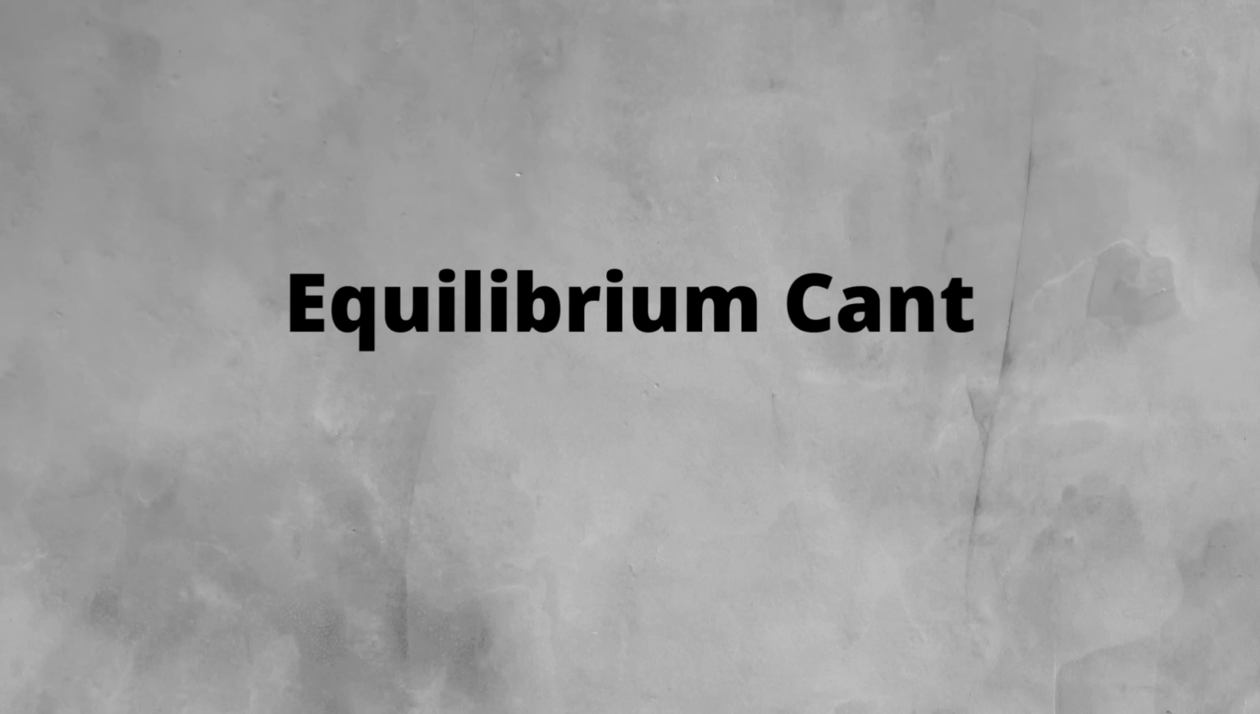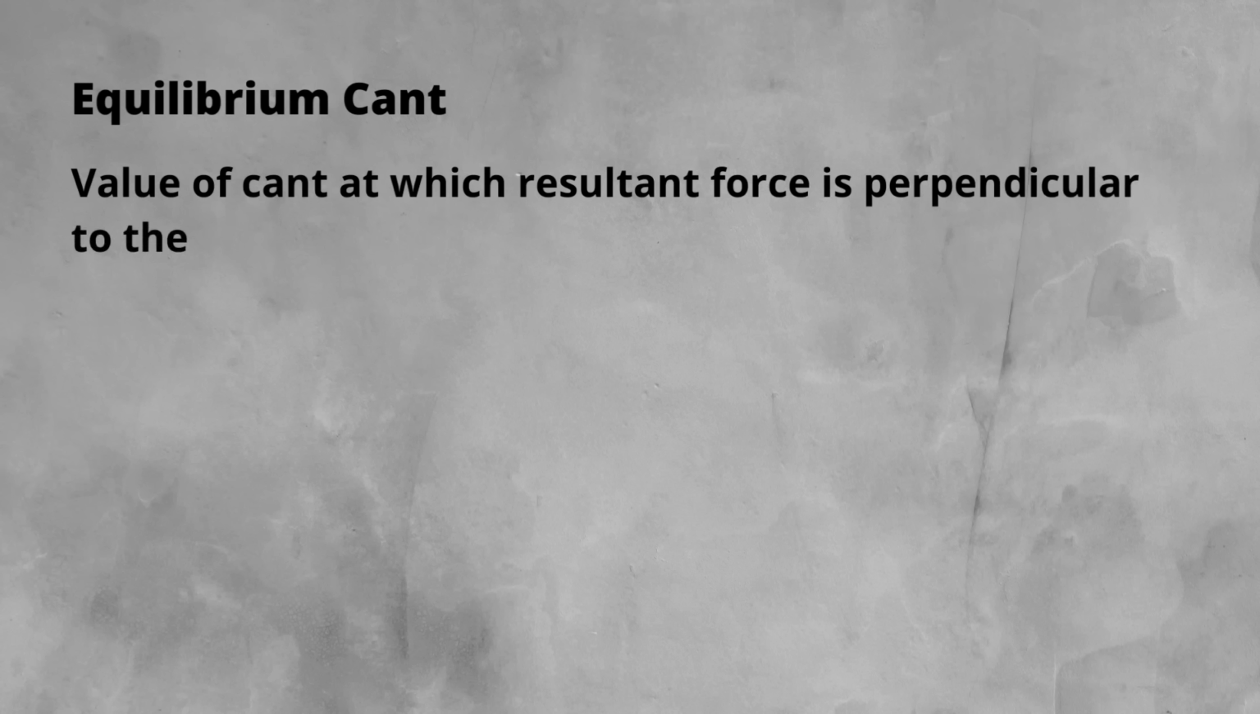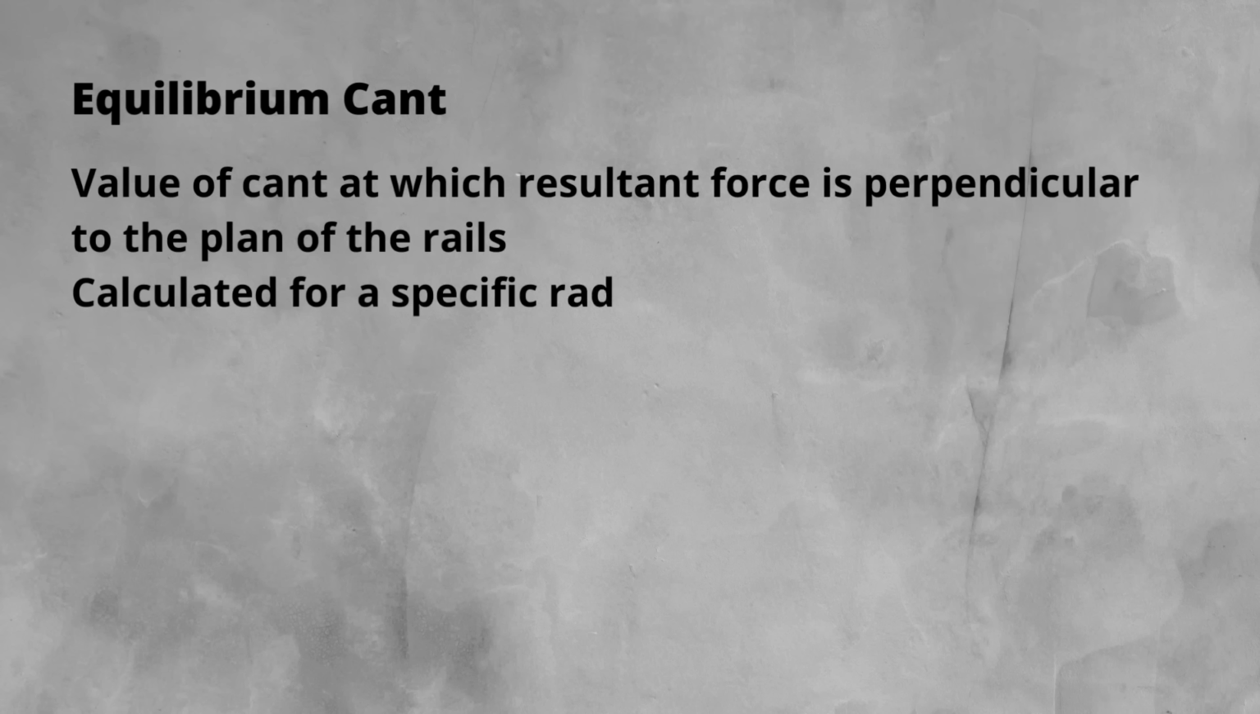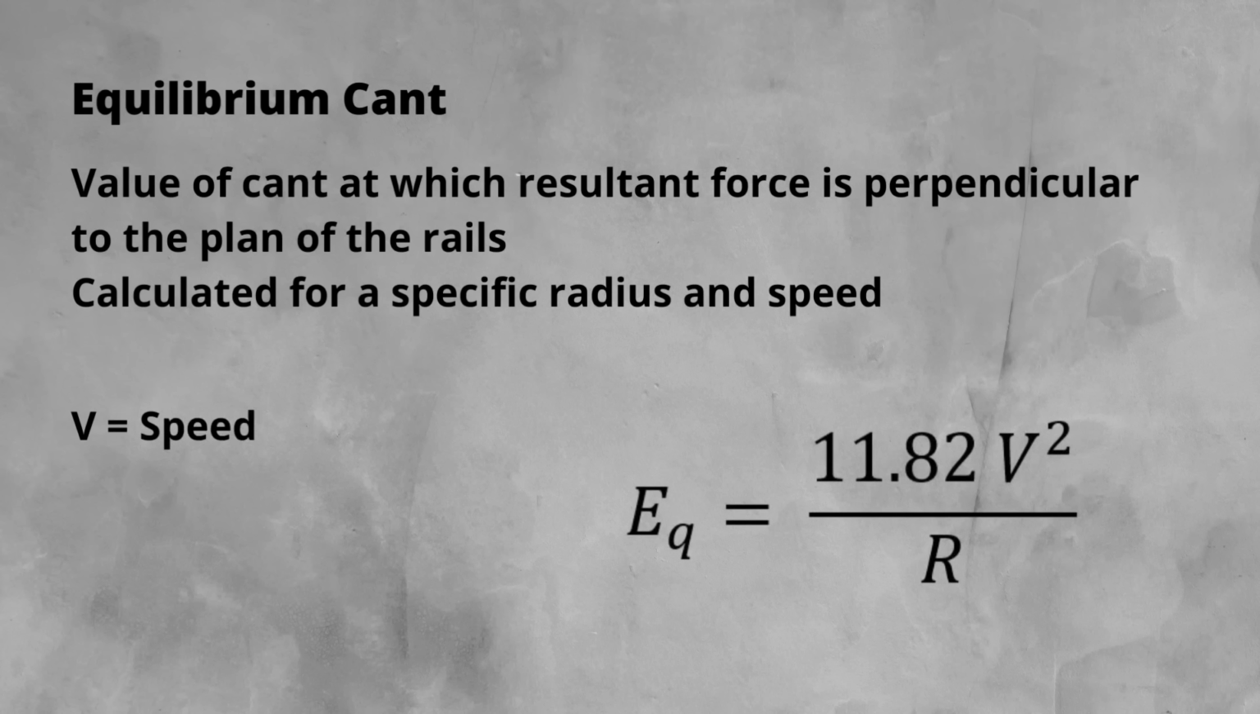Equilibrium cant. Equilibrium cant refers to the amount of cant required for a specific curve radius and train speed, such that the resulting force on the train is perpendicular, or at a right angle, to the plane of the rails. In other words, it is the amount of cant that balances the centrifugal force on the train and prevents it from derailing while traveling around the curve. It is also known as EQ.